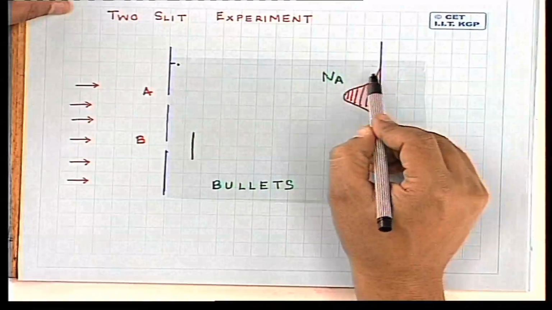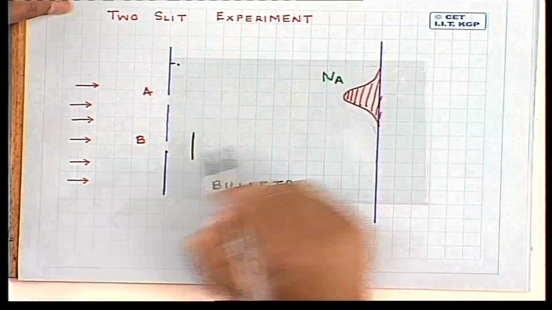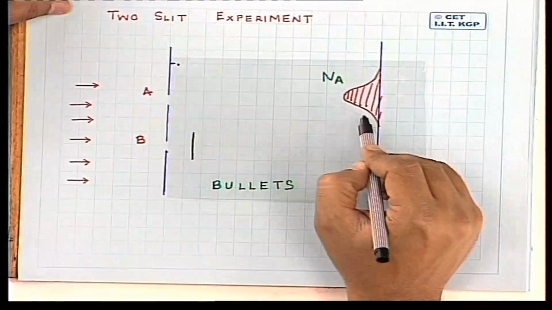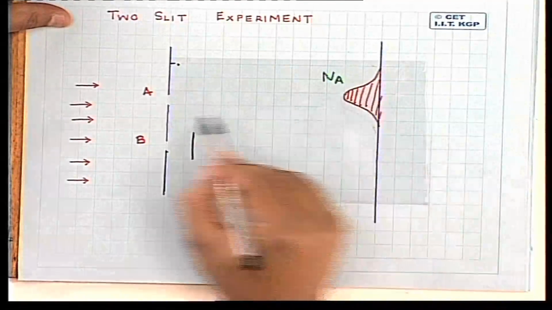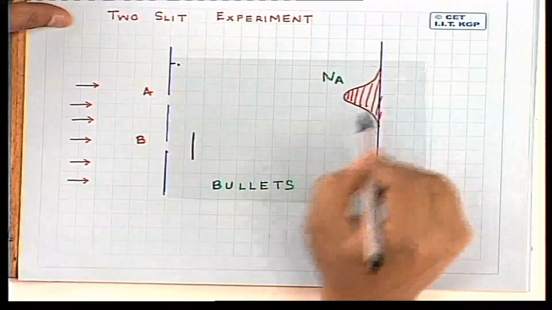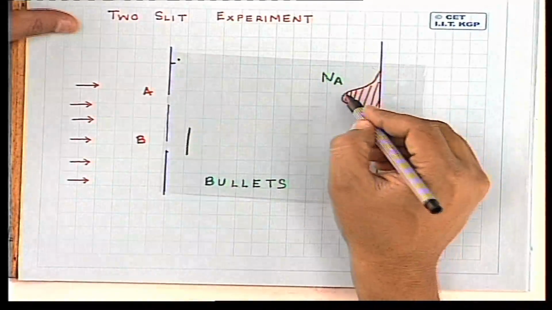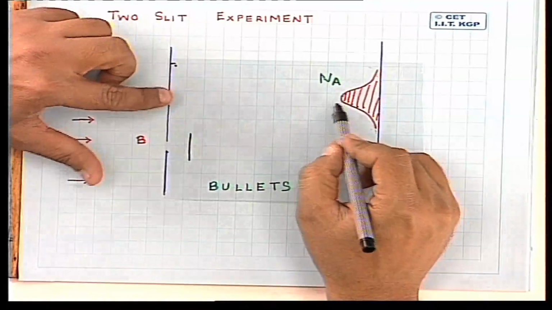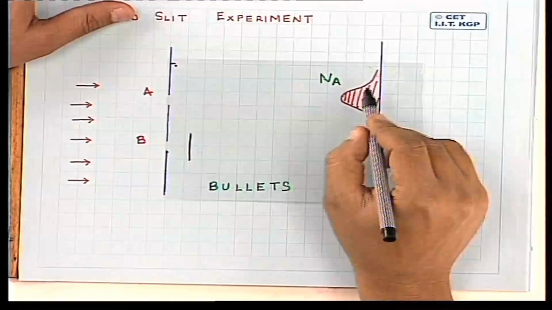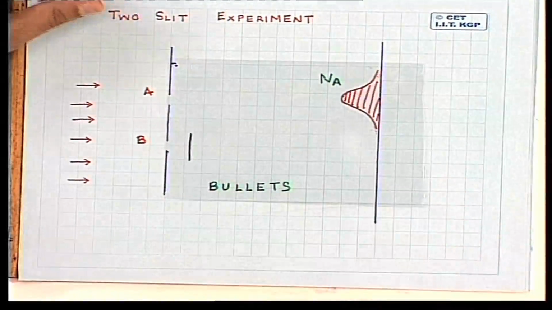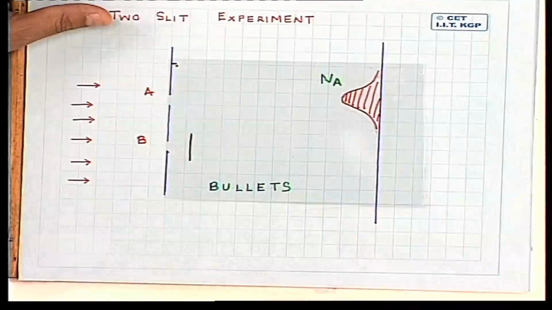The target has some counters distributed all over it which will count the number of bullets that arrive, and the distribution of the number of bullets on the target will be something like this. We expect to get the maximum number of bullets at the point which is just behind the opening, and there will be a few stray bullets which will be at a small angle and they will be distributed in some kind of a fashion around the central position. So this red curve over here shows the number of bullets which arrive on the screen on the right hand side and which are measured by the counters which are positioned on the screen on the right hand side.